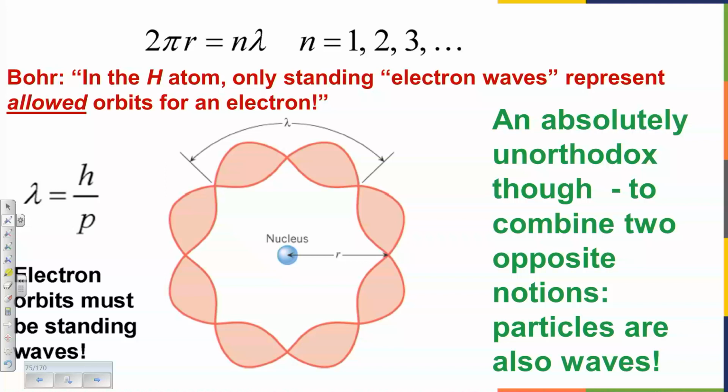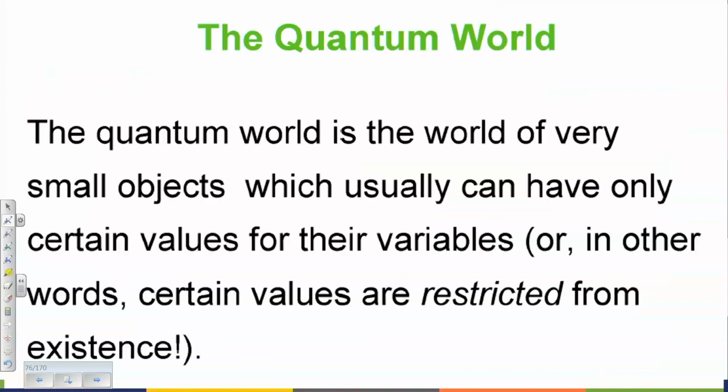And this simple idea led to, well, what we call now quantum mechanics. In quantum world, almost all variables have only discrete values. Only certain values are allowed. Most values are restricted.